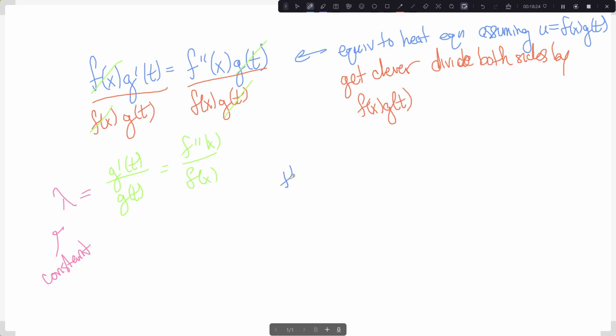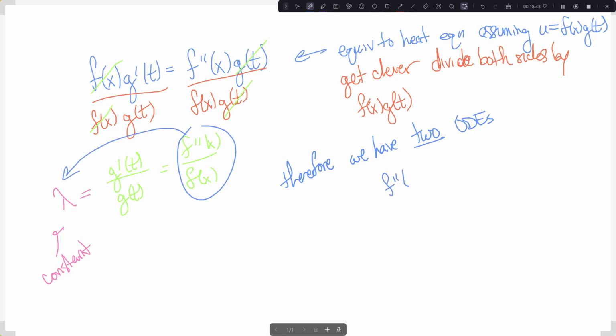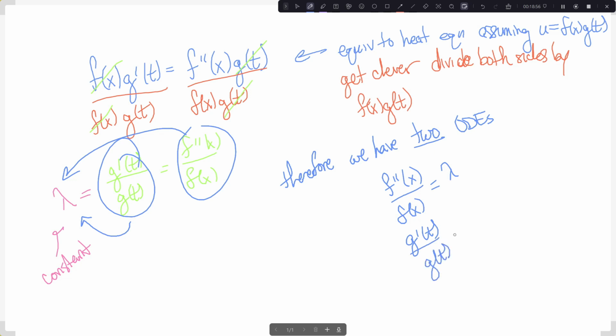Therefore, we have not one, but two ODEs. You're going to be curious where my two ODEs are, but one of them is right there. F double prime x over f of x is a constant. And the second one is right here. G prime t over g of t is a constant. And they happen to be equal to the same constant, but I have two ODEs. So I'm going to erase everything else on the board except for those two ODEs that I just came up with.